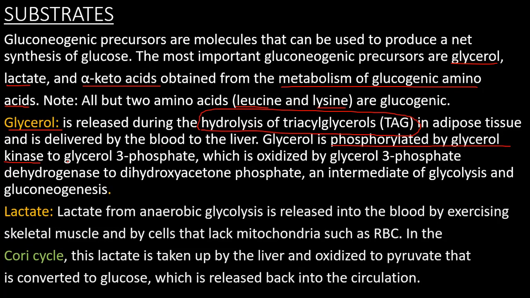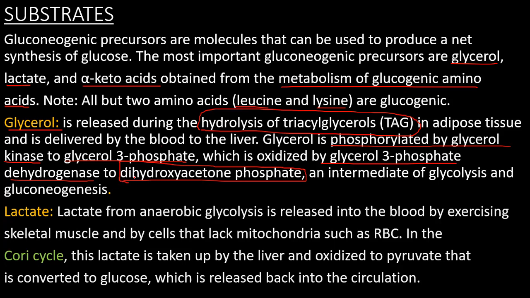Okay. Once phosphorylated at position number 3 to form glycerol 3 phosphate, it is further oxidized by glycerol 3 phosphate dehydrogenase to form dihydroxyacetone phosphate. Dihydroxyacetone phosphate is an intermediate of glycolysis and gluconeogenesis. Okay, remember dihydroxyacetone phosphate and glyceraldehyde 3 phosphate are interchangeable, a reaction catalyzed by the triose phosphate isomerase.